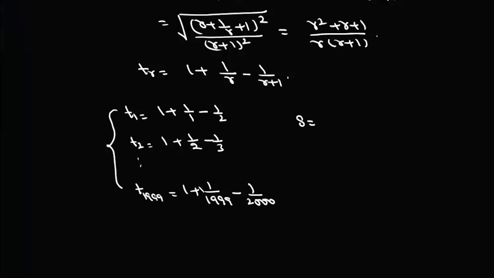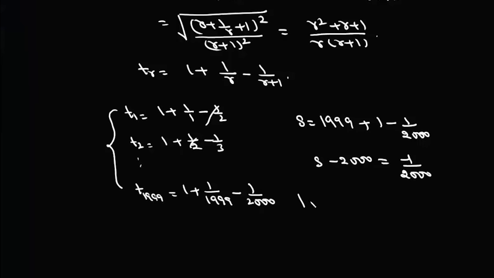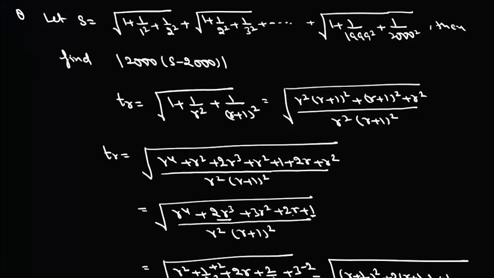Now this is 1 plus 1 plus 1, 1999 times. So that is 1999. Now all these terms, they'll cancel. Here we get 1 minus 1 upon 2000. So this is S minus 2000. It is equal to minus 1 upon 2000. And we cross multiply and take mod. We can write mod of 2000 into S minus 2000. It is equal to 1. So answer to this question is simply 1.